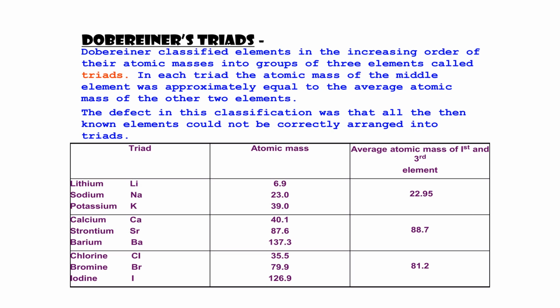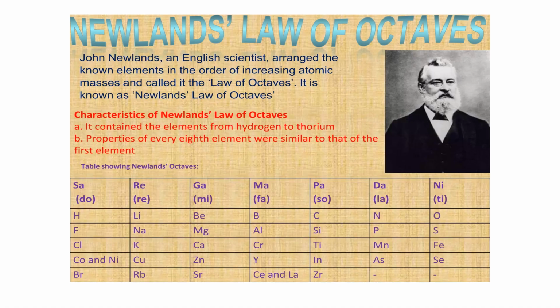Dobereiner's triads. Dobereiner classified elements in the increasing order of their atomic masses into groups. Three elements are called triads. For example, triad means lithium, sodium, potassium. These are in a group of three elements. Then we say about Newlands' law of octaves.